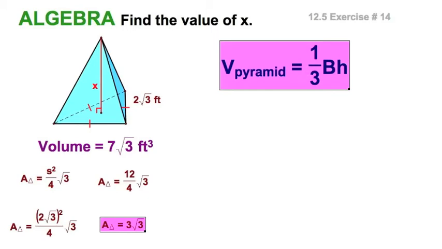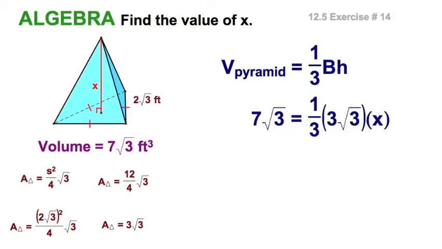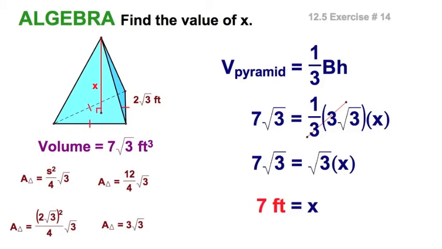And we're going to apply that to this pyramid. Okay, let's do another substitution. Now, the 7 radical 3 is the given volume. 1/3 times the base, 3 radical 3, times the unknown, the x. And you can see right here that this is going to be pretty convenient because I'm going to get these 3's to divide out very nicely. And that's going to leave me with, I guess, just radical 3x in the numerator. And as you can see, I've got a radical 3 on both sides of the equation. Just divide those out. And x is going to be 7 feet.